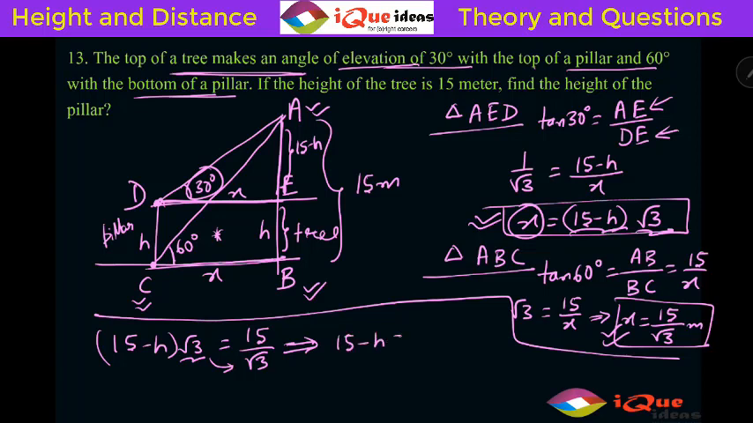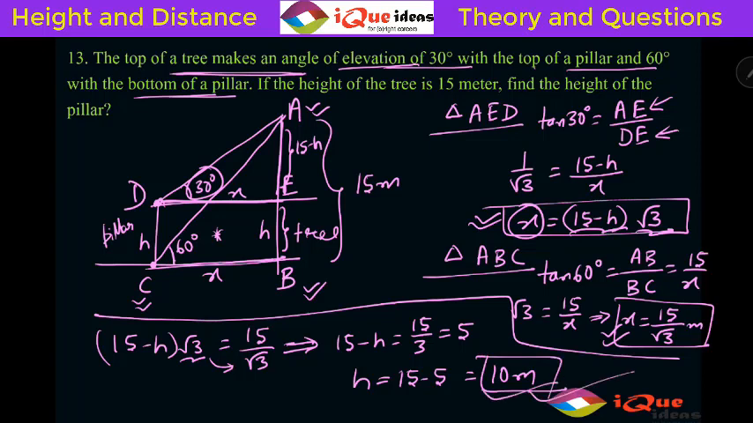So it becomes 15 minus H is equal to 15 by 3. Now 15 by 3 is 5. So from here very clearly H is equal to 15 minus 5, that is 10 meters. So the height of the pillar is 10 meters. Alright. So that is the answer of the question.